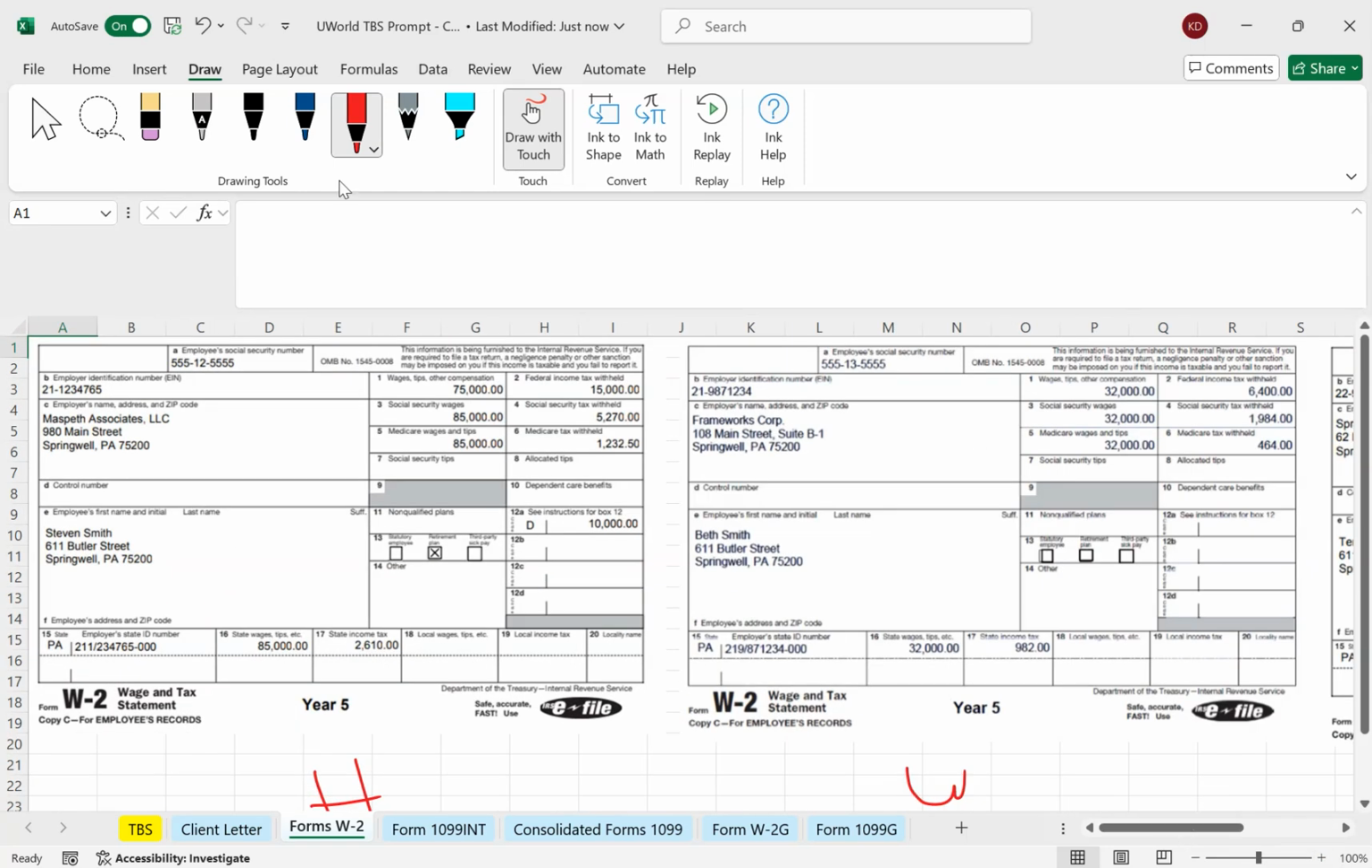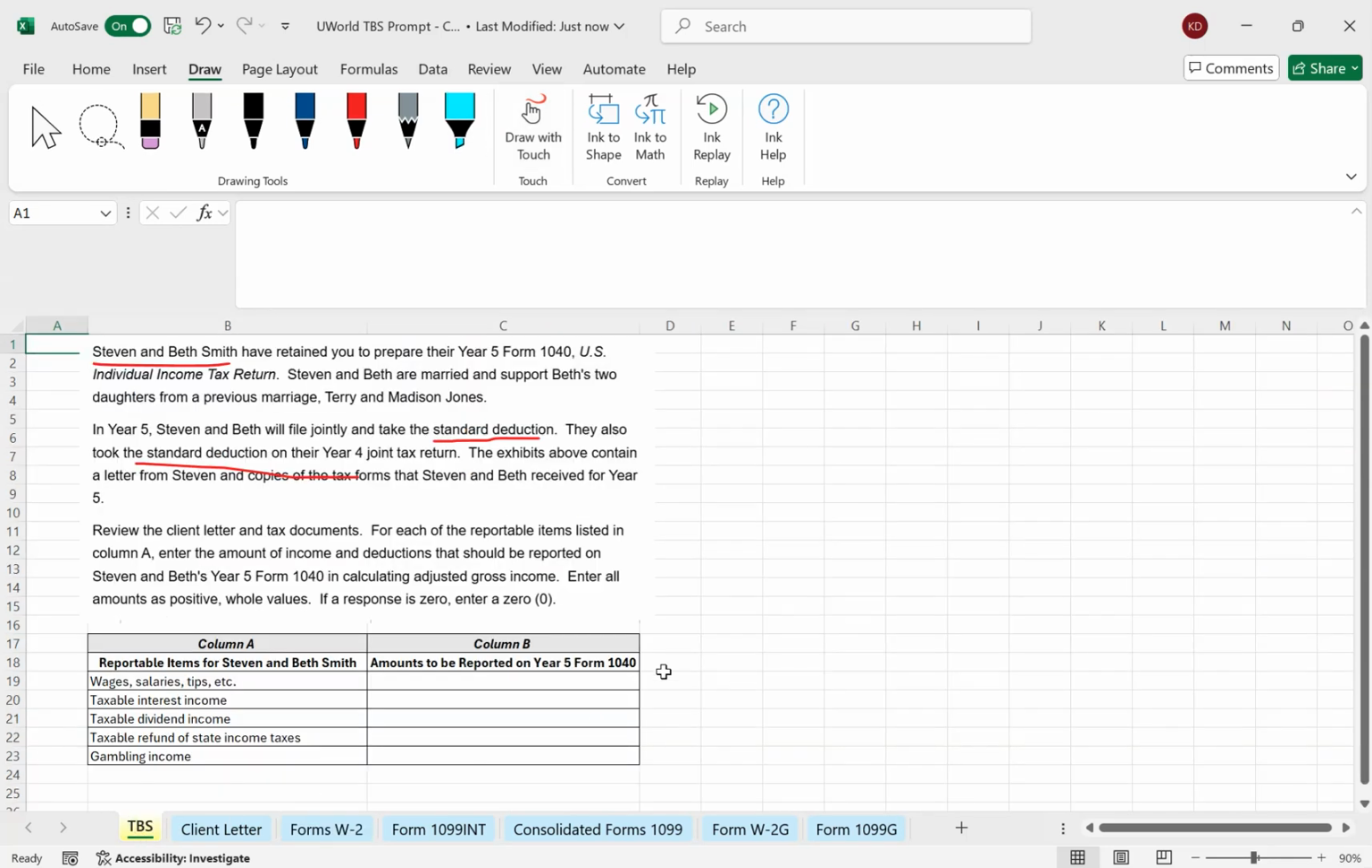But we do have to include the income from the husband, the $75,000, plus from the wife, the $32,000. So if we do that over to the side here, we have 75 for husband, 32 for wife. We add those together, and we're looking at 107 in wages.